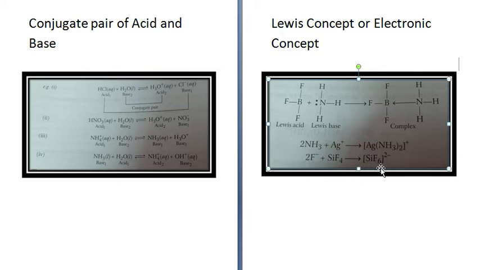Now the limitation of this electronic concept is that there is no uniform scale of acid base strength. Common acids and bases do not form coordinate bonds, whereas coordinate bond formation is an essential feature, and it also fails to explain the catalytic activity of protic acids and the amphoteric nature of H2O and Al(OH)3. So these are the shortcomings of this Lewis concept or electronic concept.